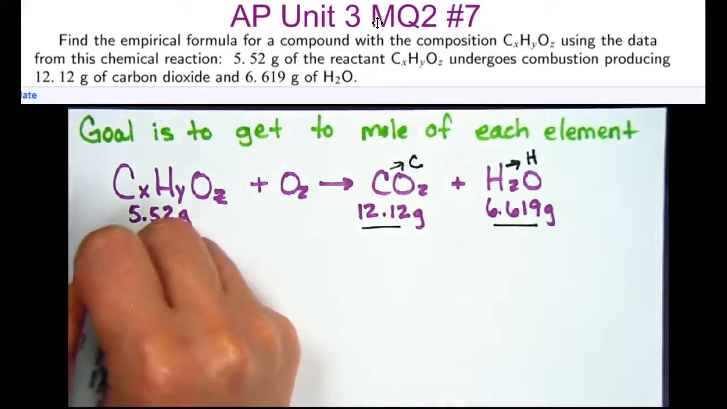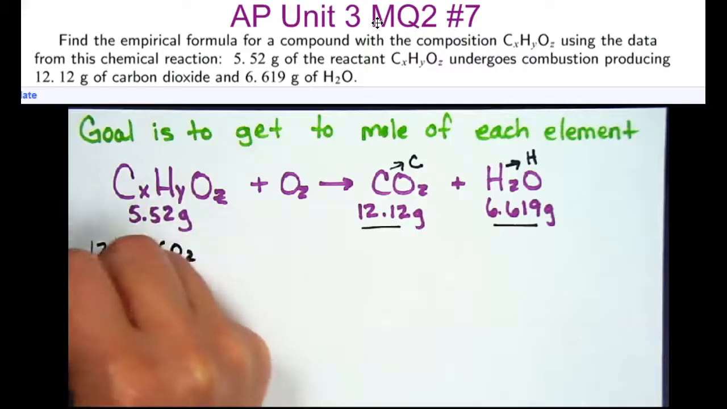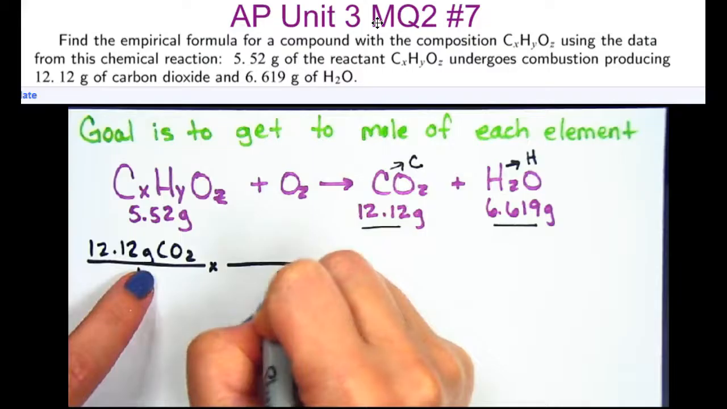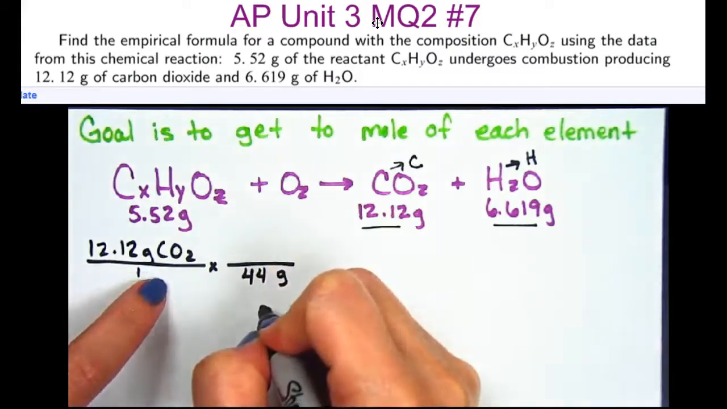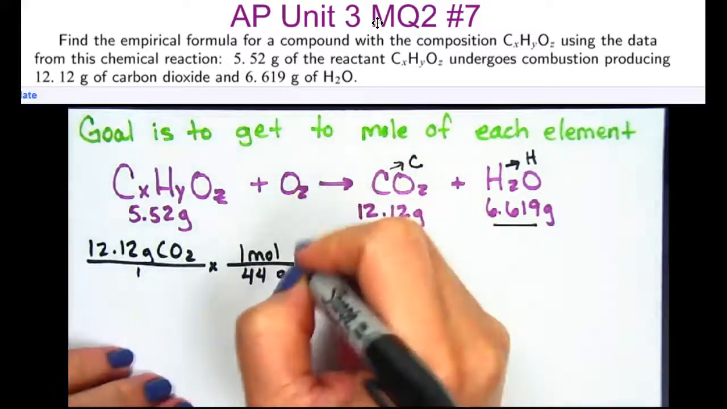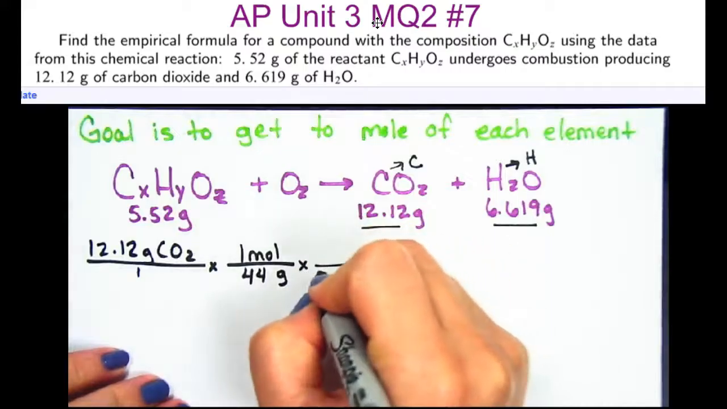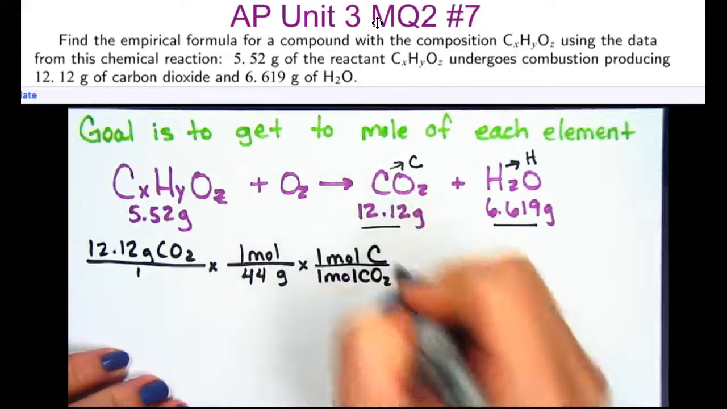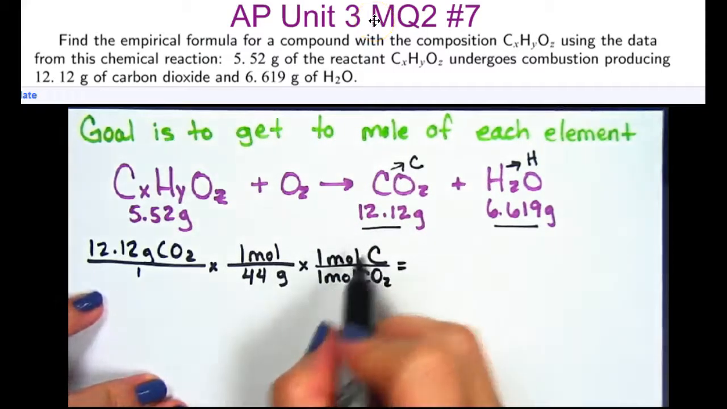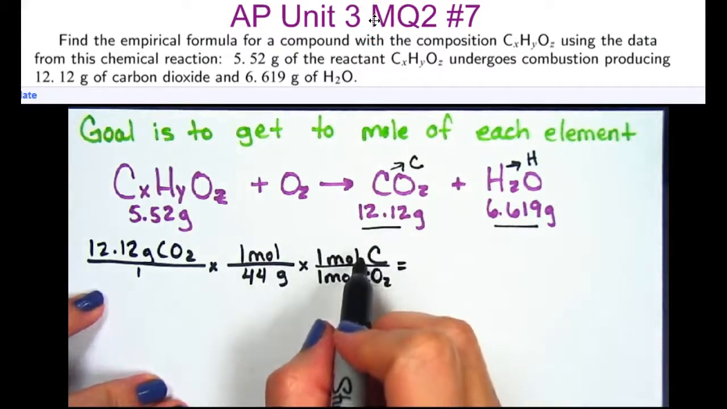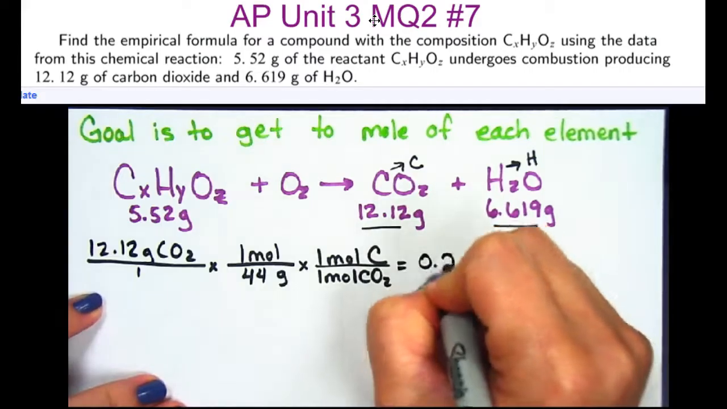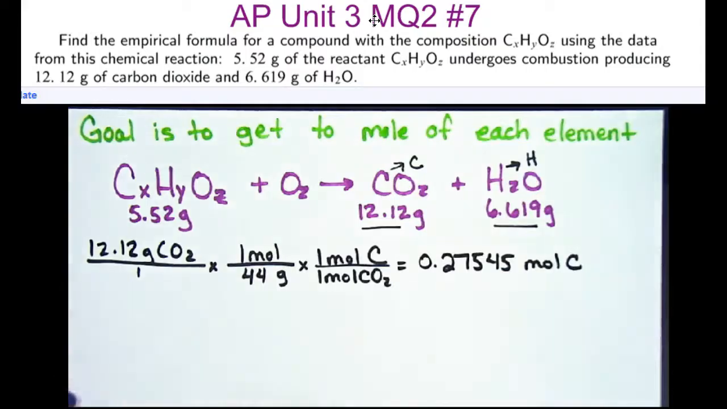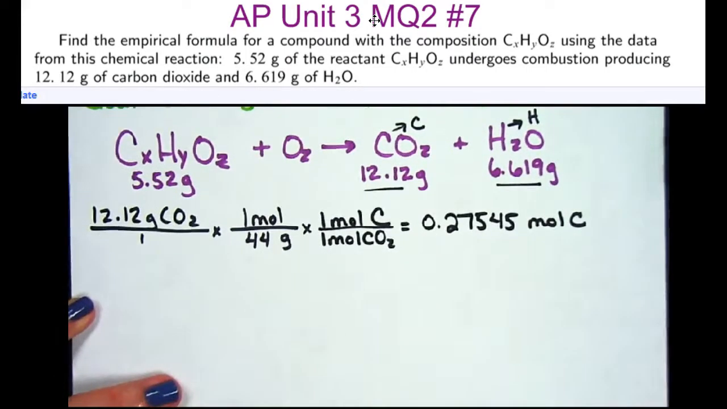So 12.12 grams of CO2. Bring down grams of CO2, the molar mass from the periodic table, which is 44, equals 1 mole of CO2. Now, 1 mole of CO2 contains 1 mole of carbon. And so this is how we get to mole of just the single element in the compound. We get 0.27545 moles of carbon.